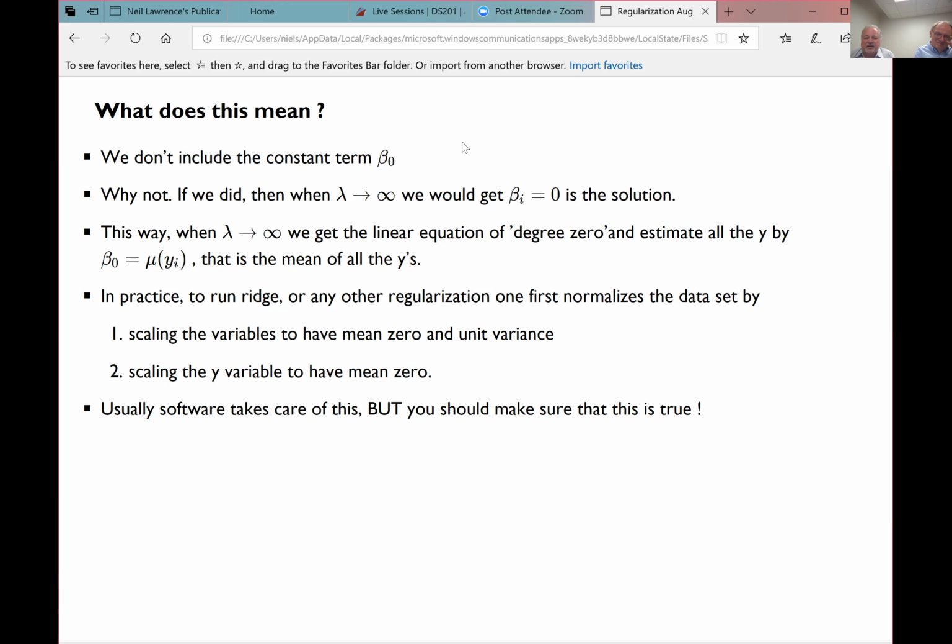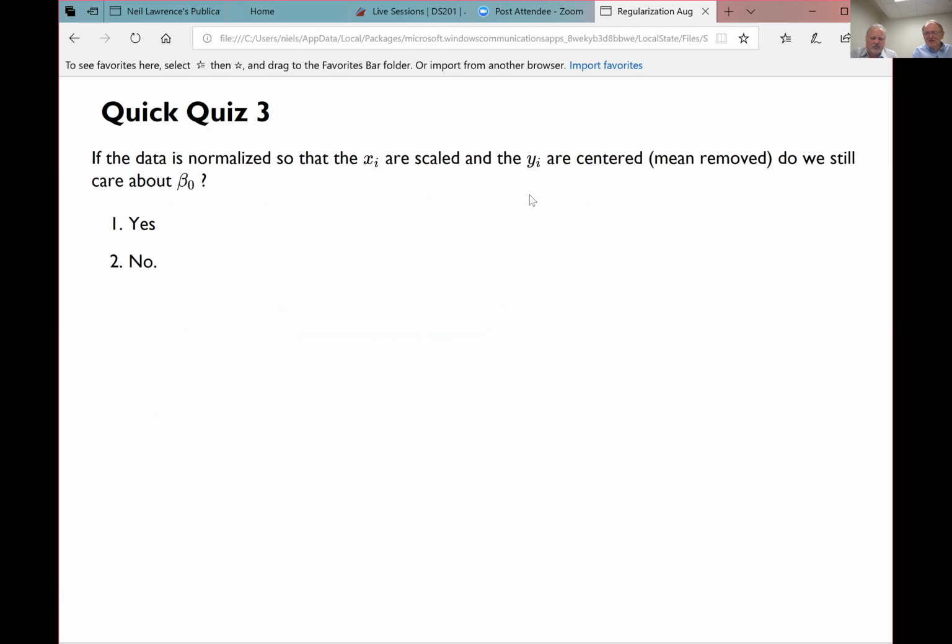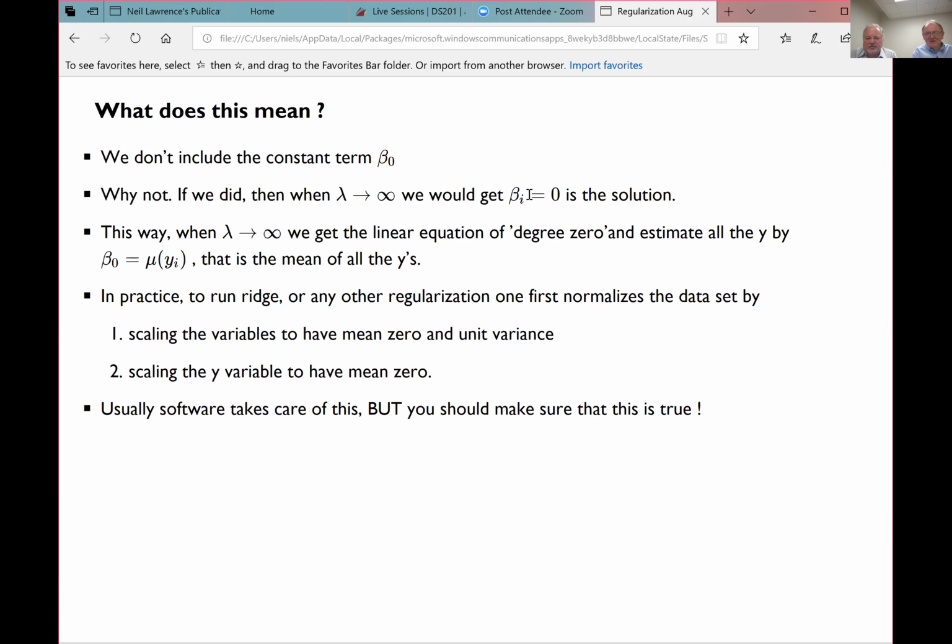And once again, to echo what Manish said, to run ridge regression or any regularization, one first normalizes the data set by scaling the variables to have 0 mean and unit variance. And frequently, although you'll see this handled internally, you want the y's to have mean 0. It means there'll be no beta naught to deal with, so the issue of regularizing beta naught or not goes away completely. You don't scale the y's, you subtract the mean. You center the y's. Thank you.